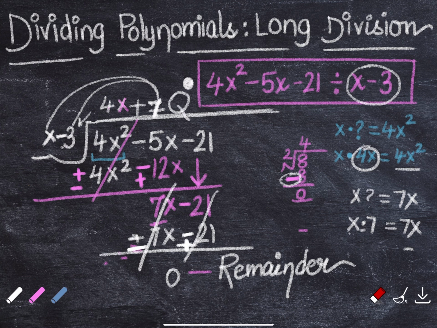This is the quotient. And this is the divisor. The inside piece is called the dividend. So these are just the fancy names for them.